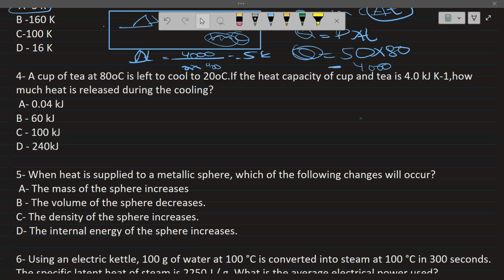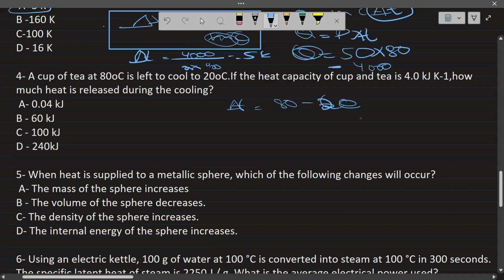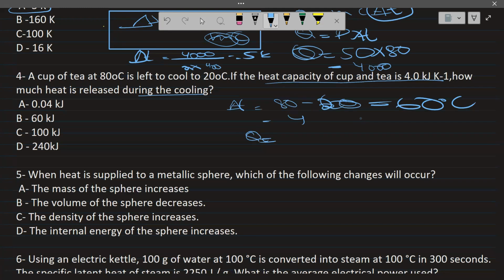Now, the change in temperature in this part will be 80 minus 20, which will be 60, right? So 60 is the change in temperature, and heat capacity is 4. Now heat released means the heat Q is basically required. If we multiply 60 with 4, the answer will be 240.